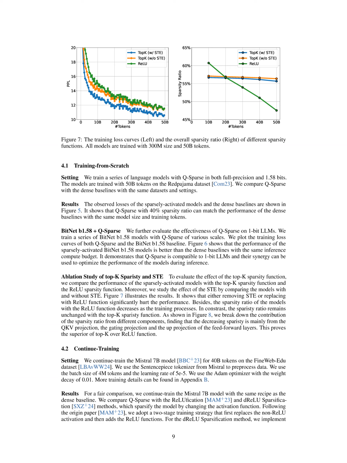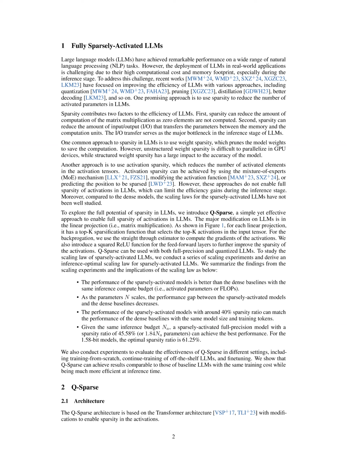Q-Sparse demonstrated significant performance improvements compared to dense baselines and other sparsification methods in various experiments. Specifically, Q-Sparse with a 40% sparsity ratio matched the performance of dense models with the same size and training tokens, indicating its efficiency in maintaining accuracy while reducing computational costs.